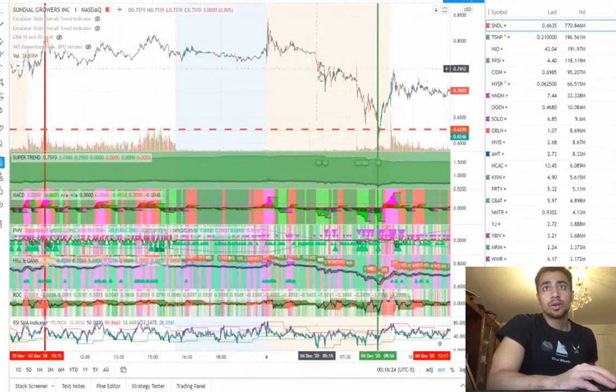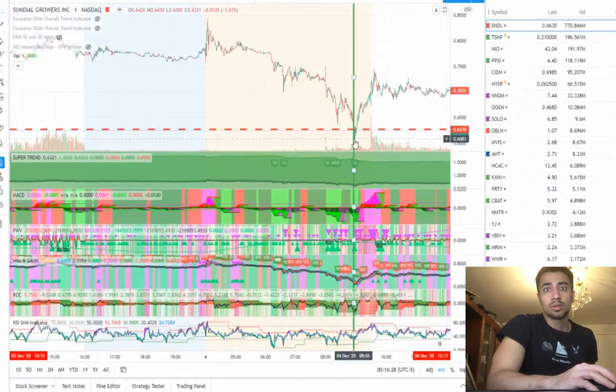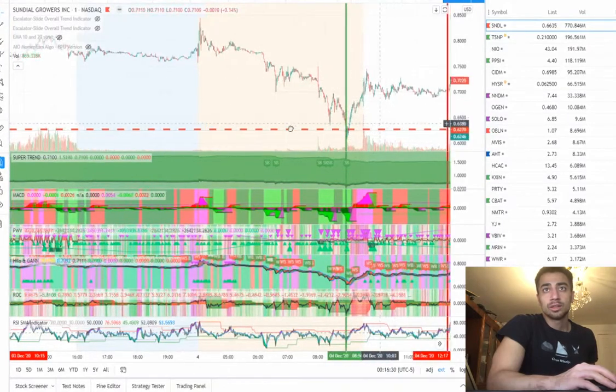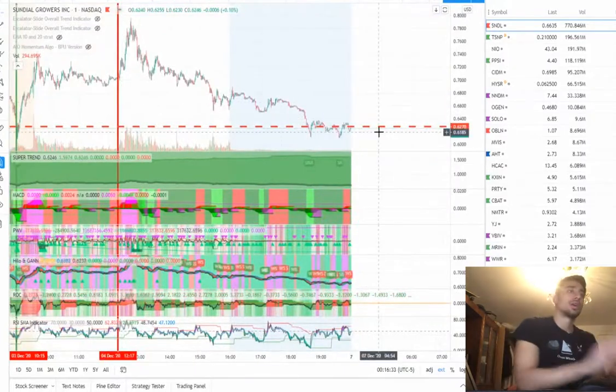So price falls the entire day and then starts rising, not the entire day, but from 8 a.m. to 10. Very cool chart. I'm done. This is a lot.